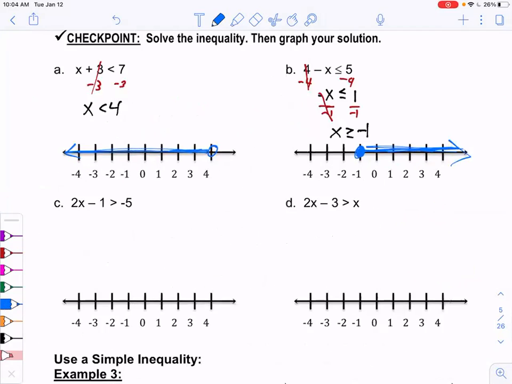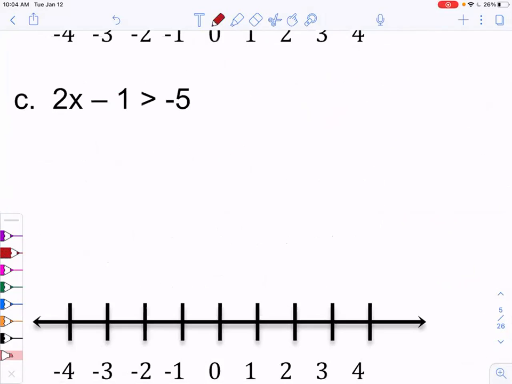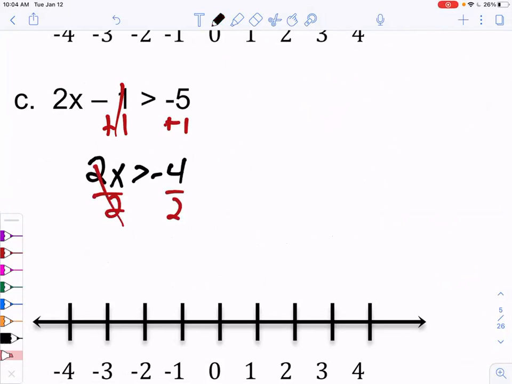Emma, what did we get for C? Awesome. 2x is greater than, divide by 2. And x is less than -2.